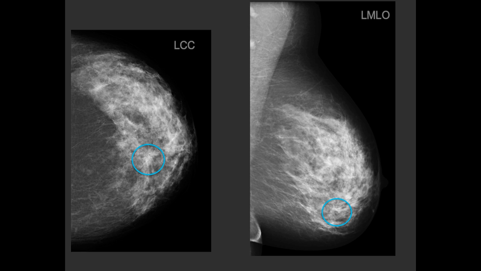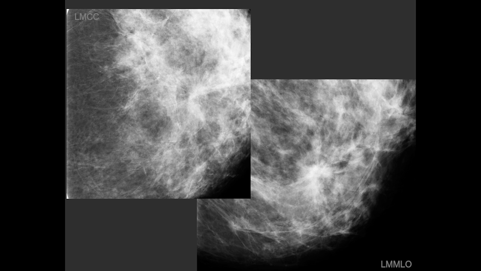The patient was brought back, and magnification views were obtained over the area. And you can see on the magnification views, we are now able to much better appreciate the architectural distortion, which is the alternating white and black lines radiating to a central point, best seen on the CC magnification view. And on the magnification view in the MLO projection, you can see there's a denser area at the center of the architectural distortion consistent with a mass. And this turned out to be a solid mass at ultrasound, biopsied, and was invasive ductal carcinoma.